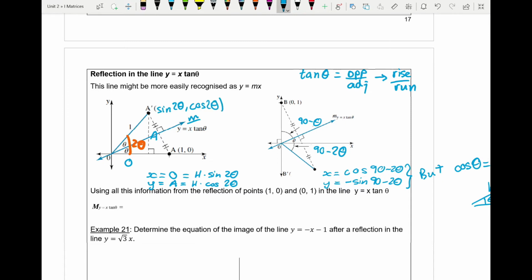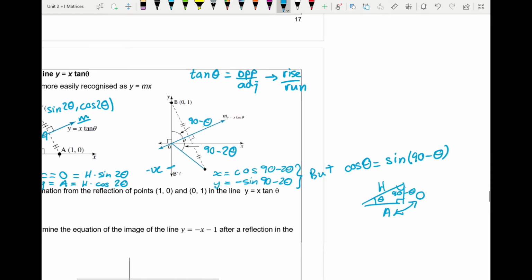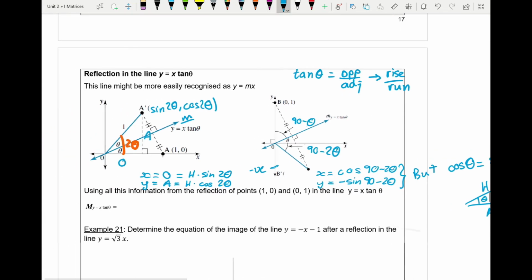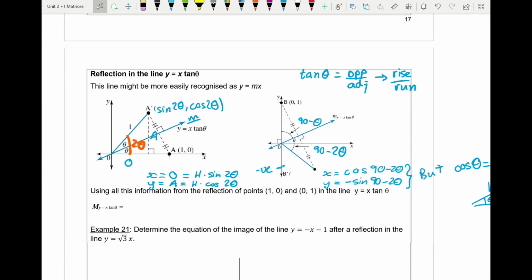The point (0, 1) goes through a similar process. It gets mapped to cosine of (90 minus 2 theta) and negative sine, because we're in the bottom quadrant, so this value is going to be negative. Negative sine of (90 take 2 theta). But then we have this property here, cosine of theta is equal to sine of (90 minus theta), and that comes from the fact that they share a right angle triangle in terms of trigonometry. So we can replace these with sine of 2 theta, and then negative cosine of 2 theta.